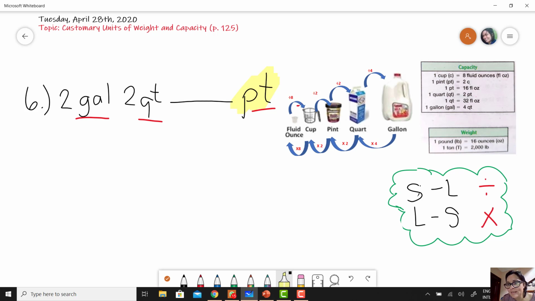Where do you have pints with quarters or pints with gallons? Do we have pints and quarters? Yes. Here you have quarters and pints. Look. Do you have pints and gallons? No, right? Look in the table, in the chart. We don't have pints and gallons. So that means here we have pints and quarts. So that means that it's convenient for you to change the 2 gallons into quarts.